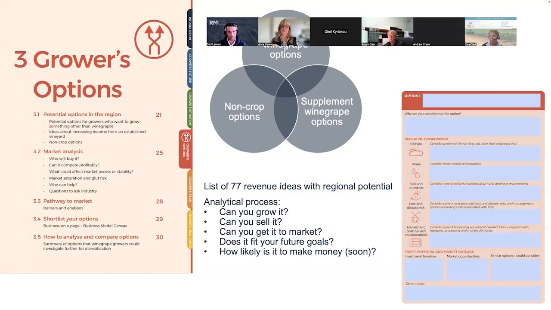So there's a lot of information in there about market analysis, pathways to market. So once you get outside the farm, what are the constraints and pinch points that are going to trip you over? By the end of this process, by the end of this chapter, the grower should have 2, 3 really good options that actually do fit where they're heading and that are likely to be viable within their business setup and their aspirations.